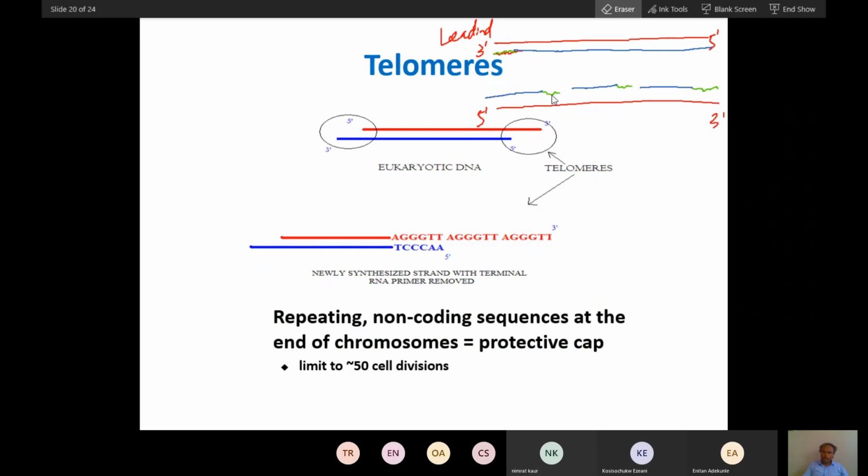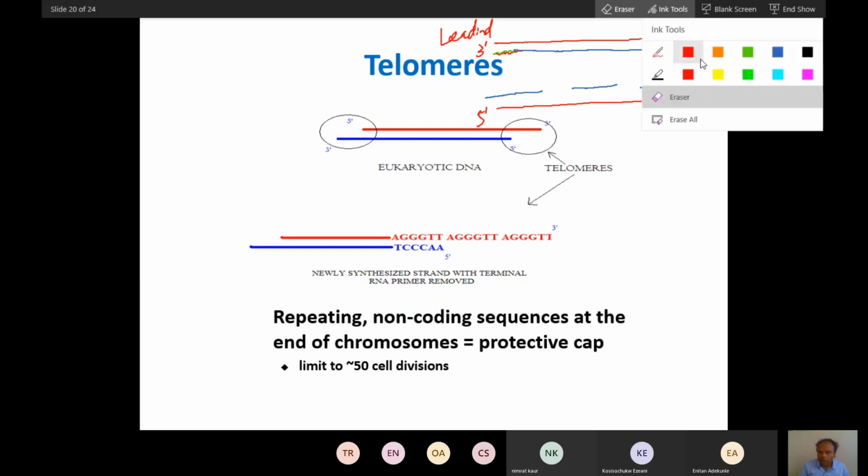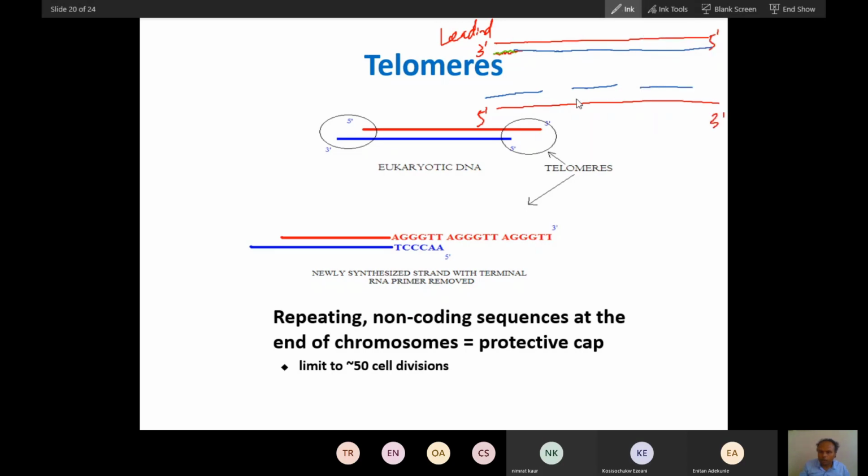So now, what will happen? This primase, this DNA polymerase 1, or RNase H will remove this primer, and this primer. Then there will be synthesis of new DNA by DNA polymerase 1 through this. So there will be synthesis like this. Synthesis will happen here, then again synthesis will happen here.